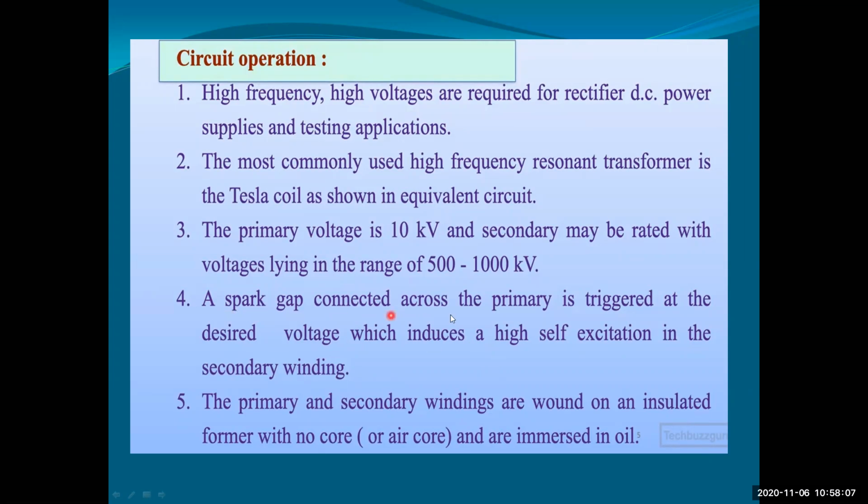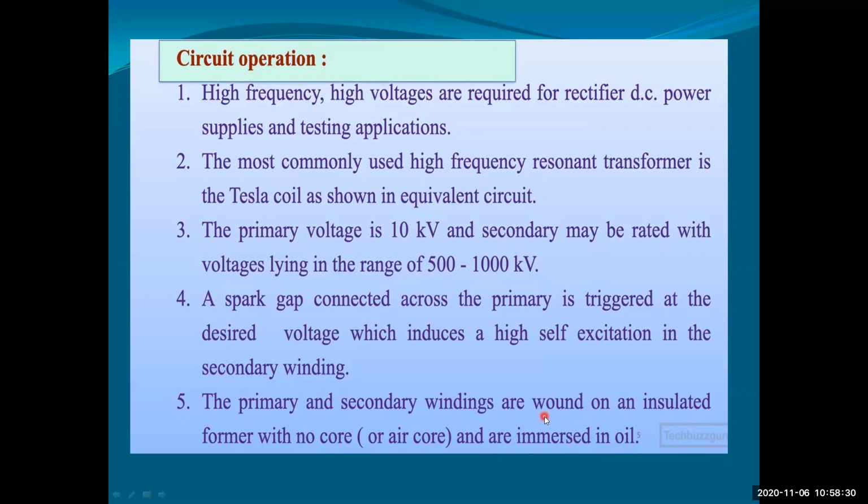Understood? A spark gap connected across the primary is triggered at the desired voltage, which induces a high self-excitation in the secondary winding. Because of that, a very high voltage is generated at the secondary side of the transformer. The primary and secondary windings are wound on an insulated former with no core, that is called air core, and are immersed in oil.